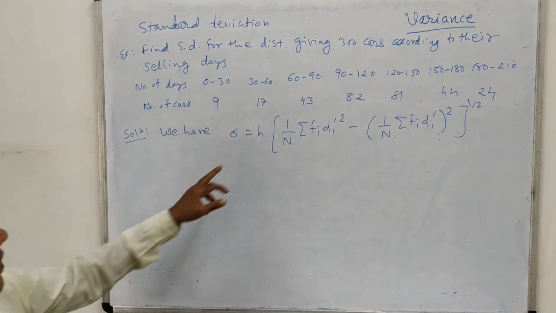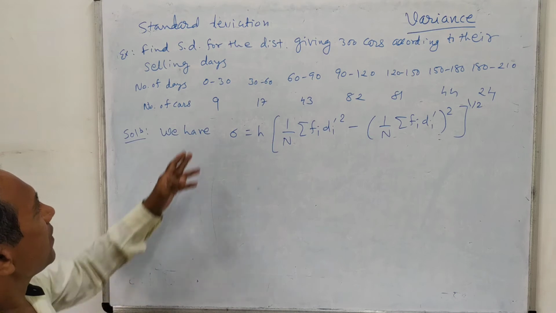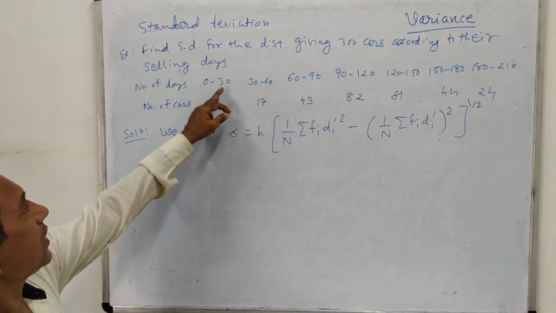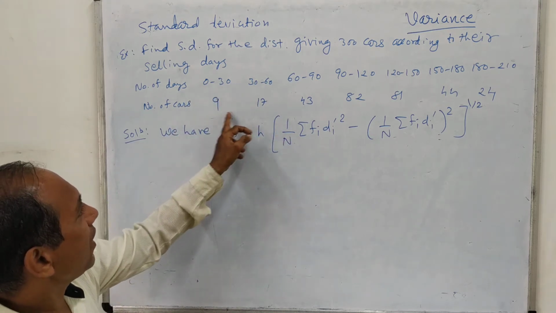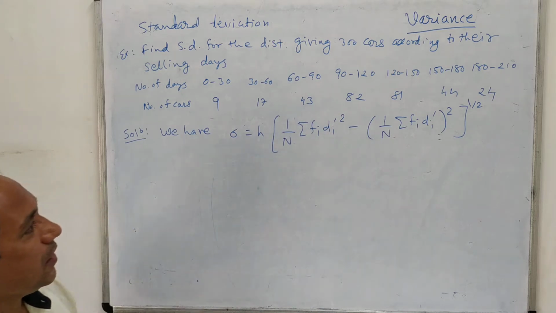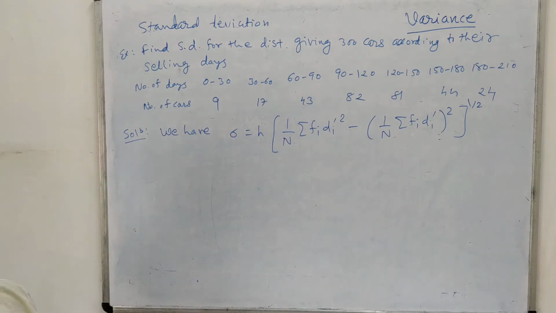So now what will we do? What do we require? We require the value of h. h is very easy. It is the length of the interval, 30 minus 0, that means 30. fi I have been given already. Then di dash, we require to find out by using xi minus a upon h.